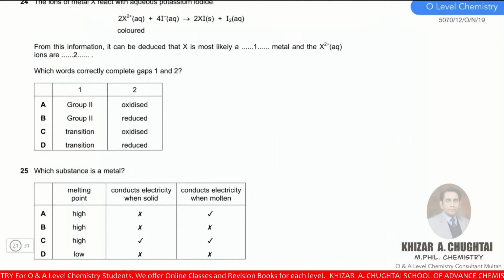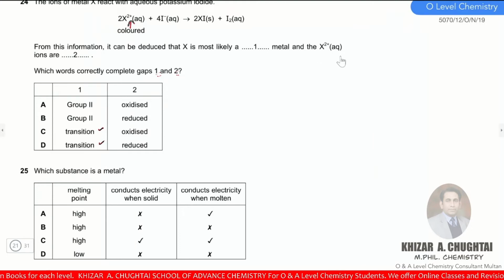24. The ions of the metal X react with aqueous potassium iodide. From this information, it can be deduced that X is most likely one metal and X2+ aqueous ions are the second option. Which row correctly completes gaps 1 and 2? Once again, it's a colored one, you know that. One means it should be a transition element, or an ion of a transition element. So C or D are the correct options.